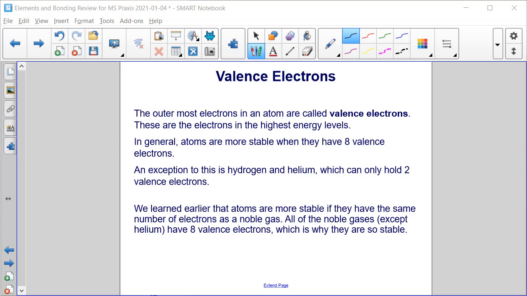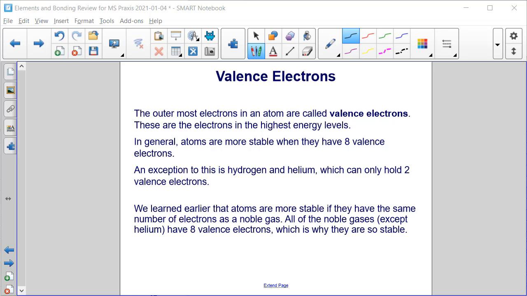All right, let's talk a little bit now about valence electrons. Valence electrons are the outermost electrons in an atom. These are the electrons in the highest energy levels. In general, atoms are more stable when they have 8, or an octet, of valence electrons.